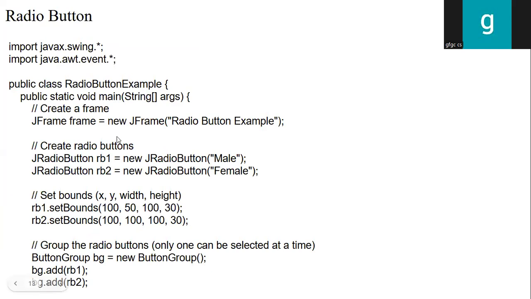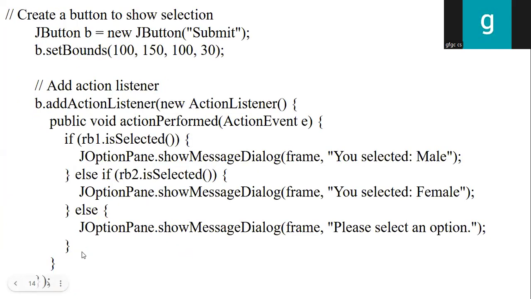Here I have created one frame called radio button example. There I have created the radio buttons RB1 and RB2. The first one is male and the second one is female. I have created a group as well, and in that group I have added the two radio buttons. Then I have created the submit button as well. When I submit, that should get submitted.